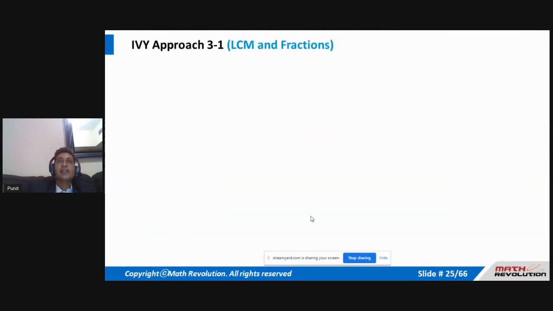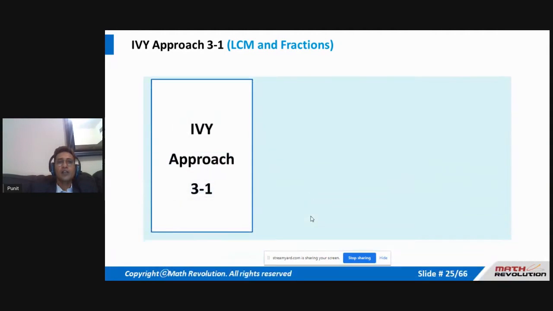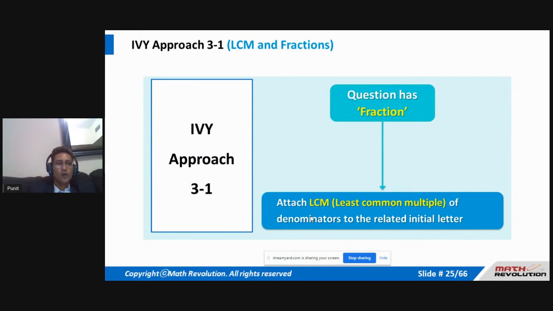Okay, let's talk about the LCM and fractions. One of the most important approaches that I will be talking about is the LCM and fractions. Whenever the question has a fraction, just attach the LCM of the denominators. 1 over 4 and 1 over 3: 12. That is it. I'm not dealing with x and then x over 4 and x minus x over 4, making it 3x over 4, and then one third of it, making it 3x over 12.